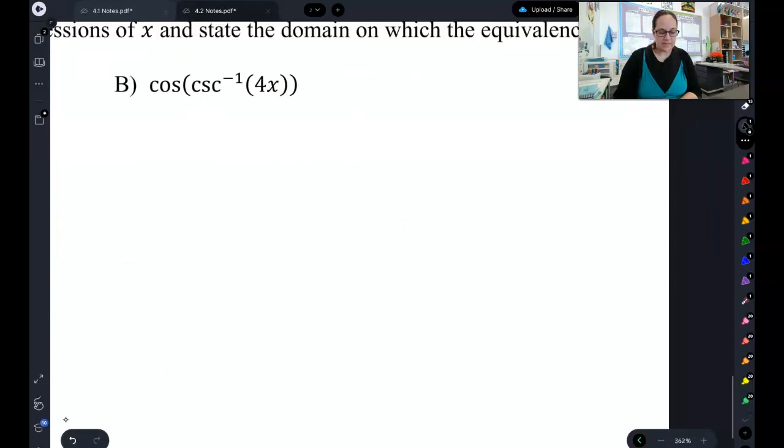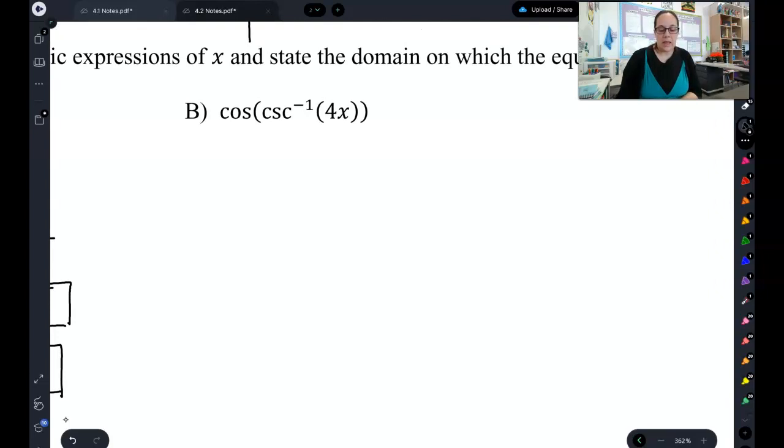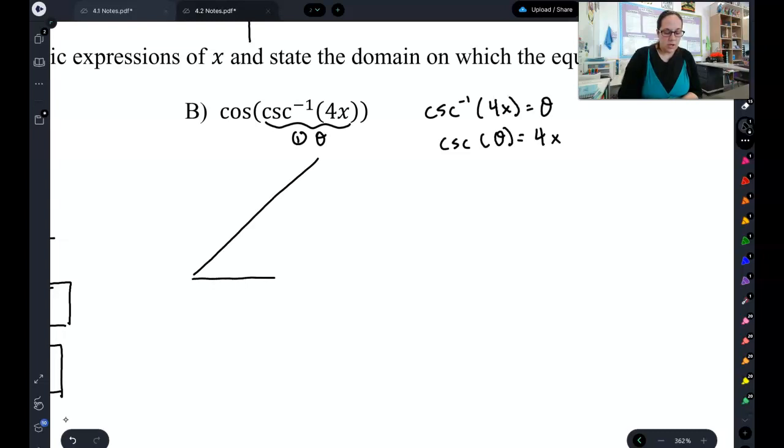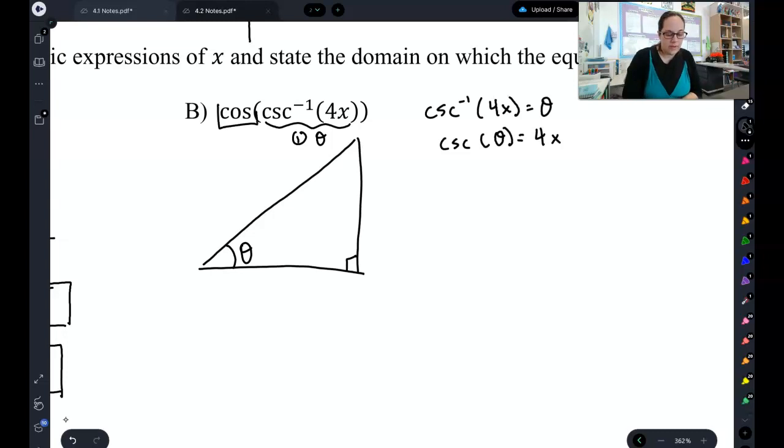Last problem for this lesson. Let's have you start this one on your own again. So we know that arc cosecant of 4x equals theta. So cosecant of theta equals 4x. Use that to build your triangle. Use Pythagorean's theorem to finish your triangle. And then step 3, find the cosine of that triangle. Come back to check your work, and then once again, we'll do the domain together.